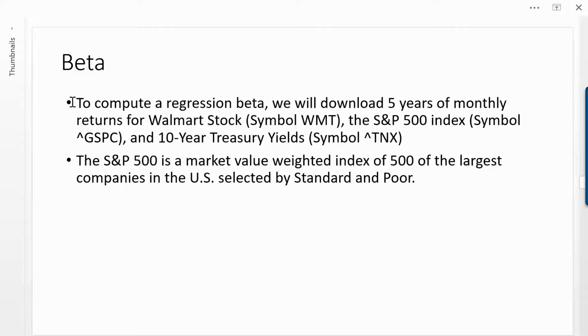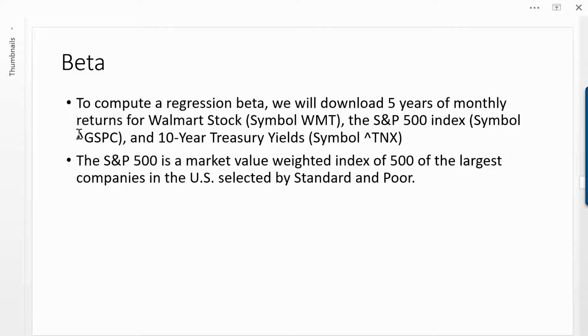Now for beta, the common approach is to download some monthly prices and returns for the stock, the market, the S&P 500, and Treasury yields, and run a regression. So I'm going to go to Yahoo Finance, or finance.yahoo.com, get the Walmart symbol, look up their prices, get the S&P 500 index. Now the S&P 500, again, this is the Standard & Poor's company, has an index of 500 of the largest companies in the US.